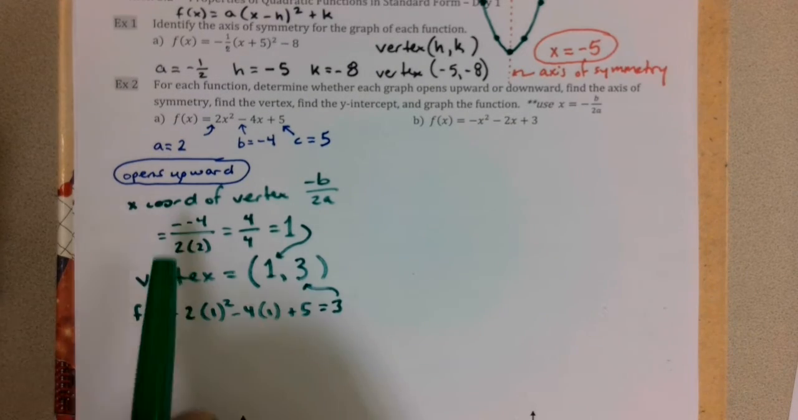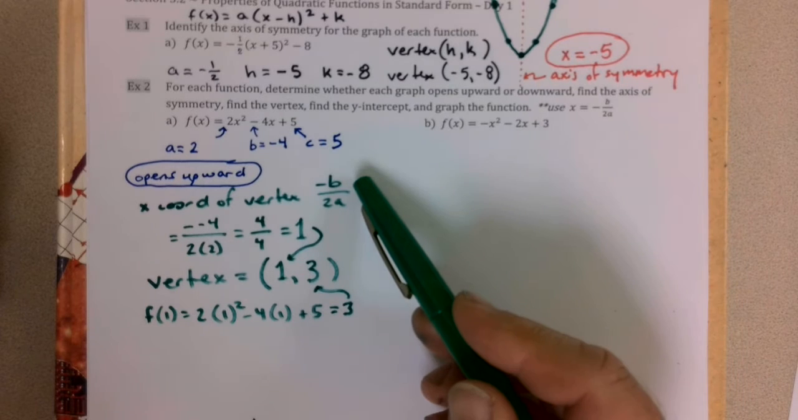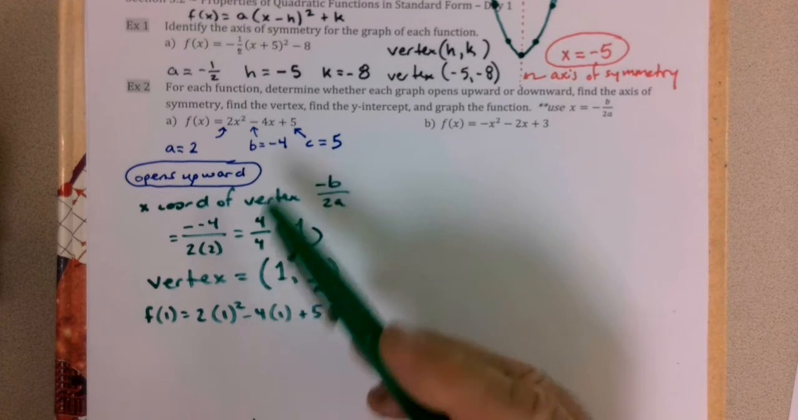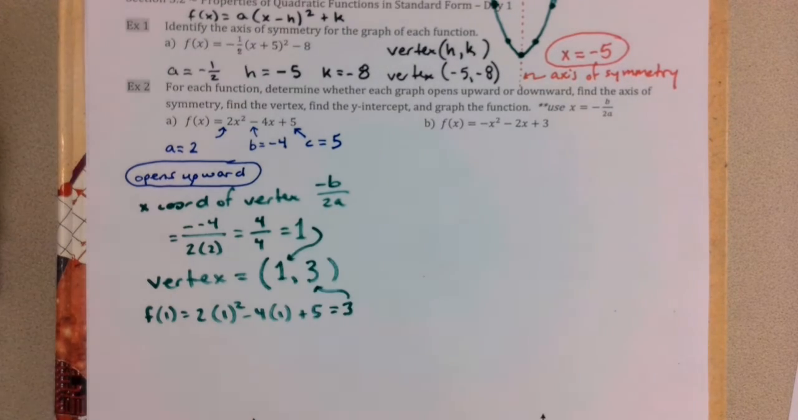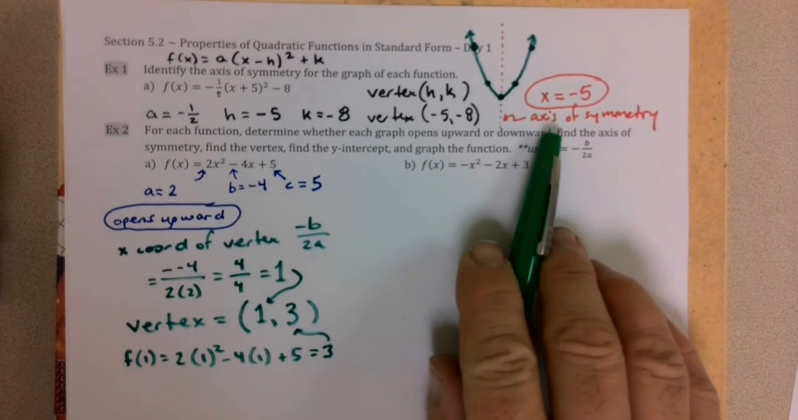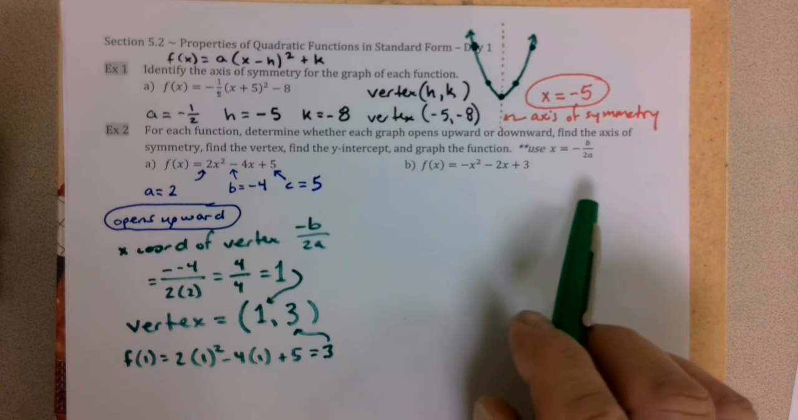So that is a fast way of finding the vertex. The x-coordinate of your vertex can be found by calculating the opposite of b over 2a, and then take that number that you get and plug it into the original to find the corresponding y value. Now that we know where the vertex is, at 1, 3, we can use the idea from this example to come up with our equation.